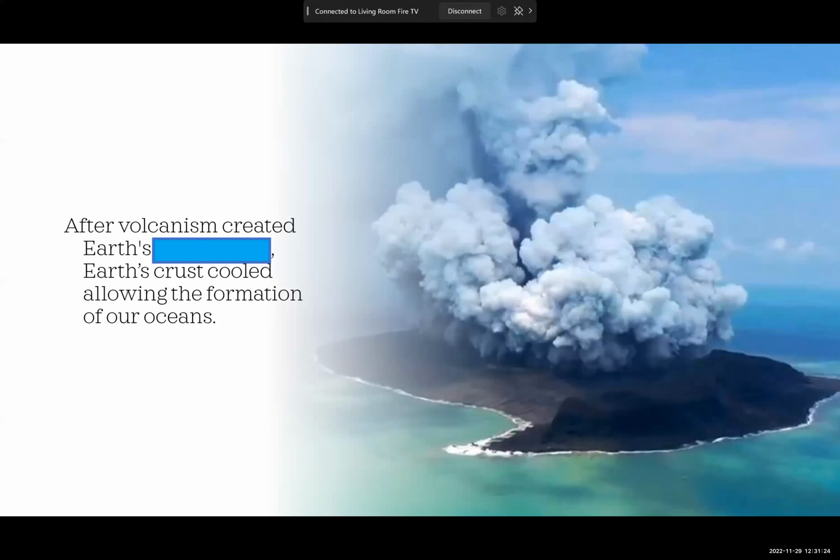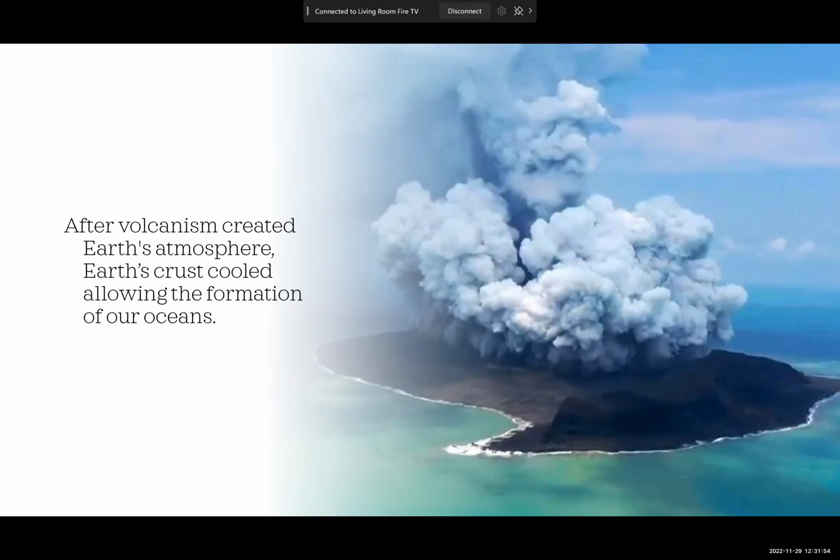So after volcanism, Earth's atmosphere and the crust cooled, allowing formation of our oceans. What do you think goes here, anybody? Earth's atmosphere. There you go. Earth's atmosphere is going to cool. And then Earth's crust is going to cool. So think about it here. If you have water down inside the Earth, you have a volcanic eruption, it brings the water up to the top in the form of what?